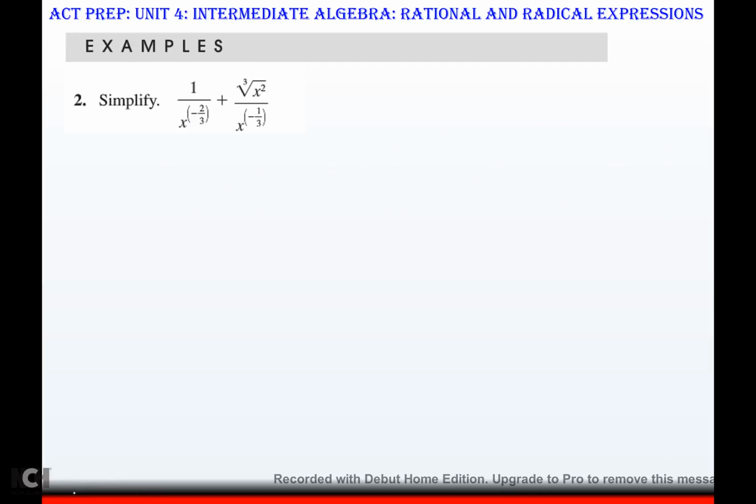Okay, so now on this one, they want me to simplify. My suggestion, what I always do, is rewrite everything. You've got things written in radical form and things written in rational exponent form. So the first thing I'm going to do is rewrite this into rational exponent form. So I have 1 over x to the negative 2/3 plus x to the 2/3 over x to the negative 1/3.